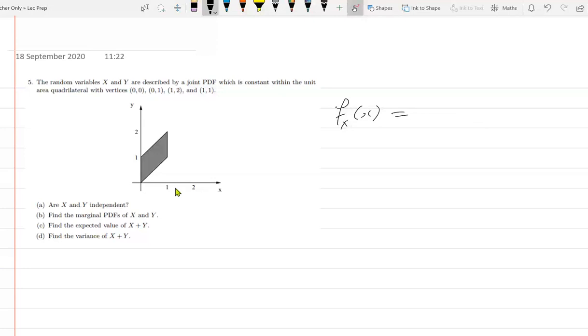So it's very clear that if x is greater than 1, then it is 0. If x is greater than 1, anyway there is no area in the quadrilateral. So its probability is 0. Yeah, you don't want any probability. If x belongs to, let's say, 0 to 1, what is the density function value?